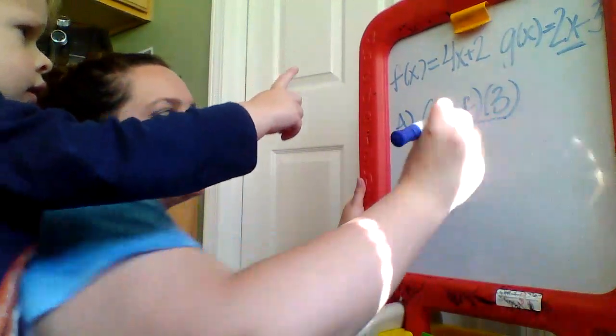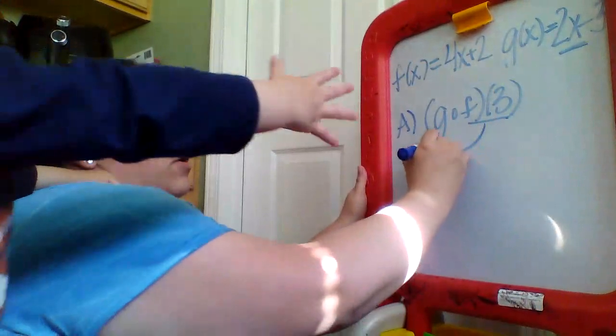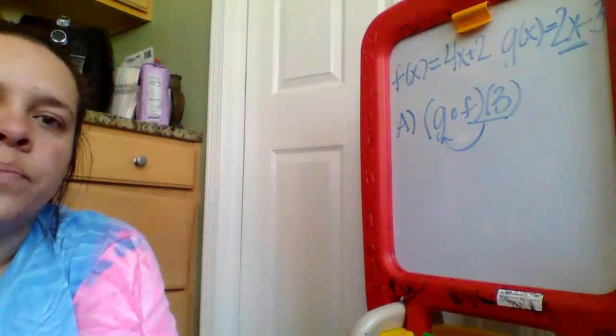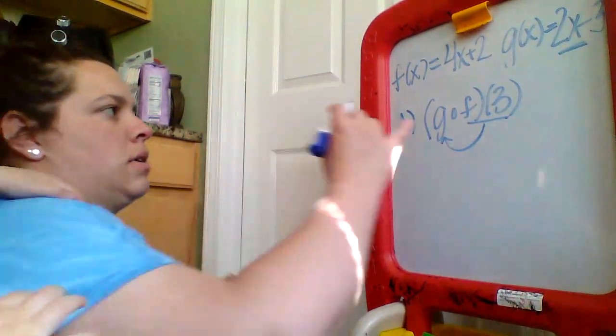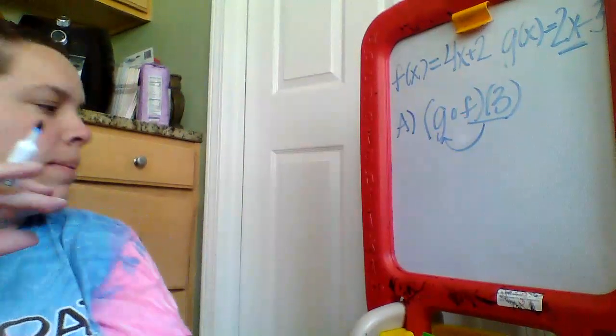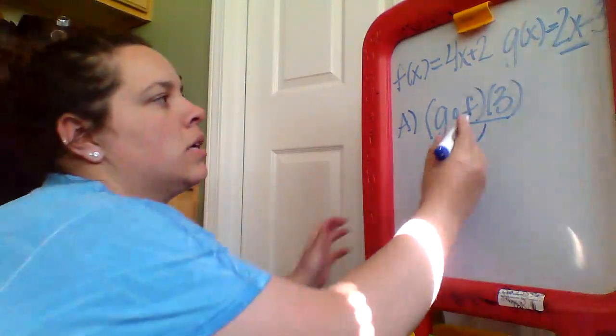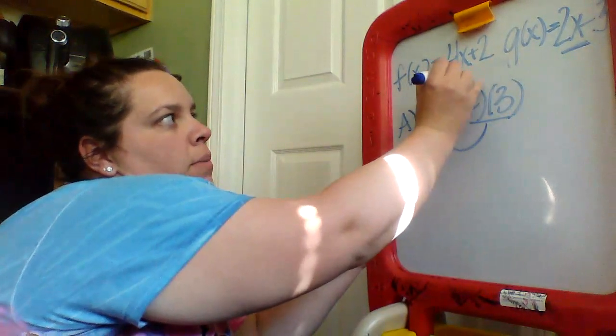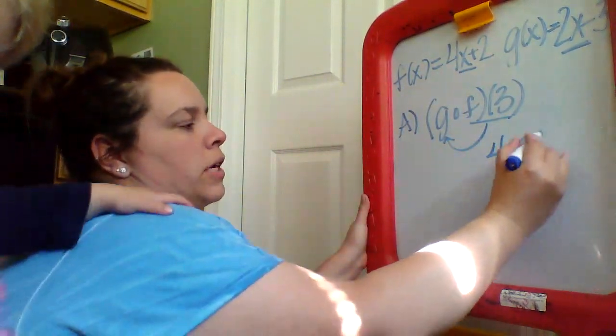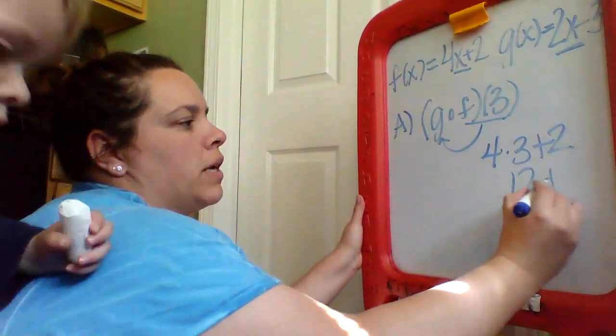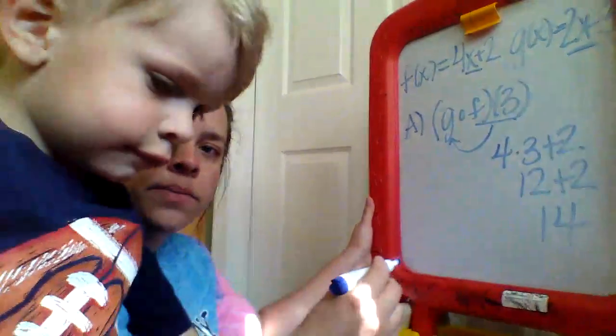So f of 3 is what we're going to find first, and then we're going to plug it into g. So take f of 3. So I'm going to go to f and plug in 3. So 4 times 3 plus 2, so that's 12 plus 2, which is 14.